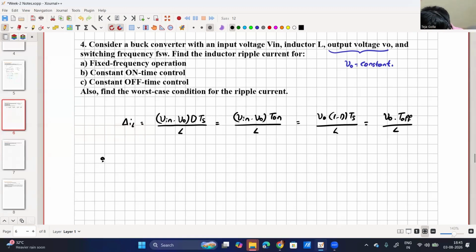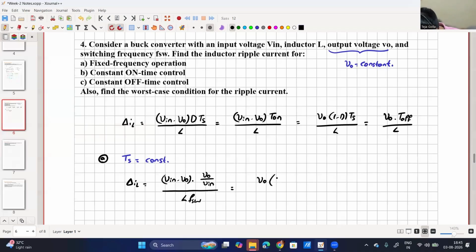So the first case, A, time period is constant, TSC is equal to constant. Now I'll rewrite everything in terms of V in. Delta IL is V in minus V0. Duty ratio is V naught by V in. Time period, if I bring it down, is 1 by switching frequency. So if I divide by V in, I'll get V0 into 1 minus V naught by V in, by L into switching frequency. In this case switching frequency is constant, time period is constant, and V naught is also constant.